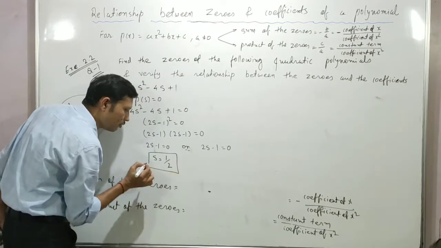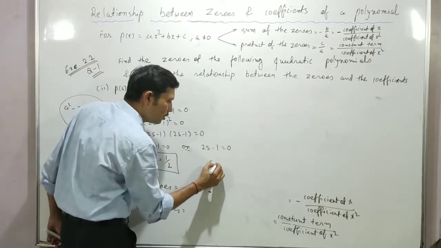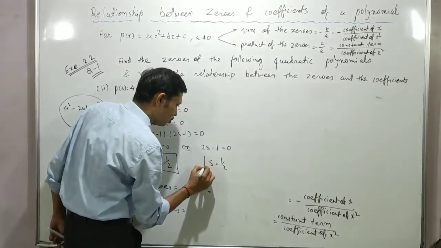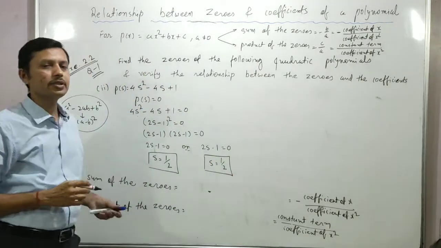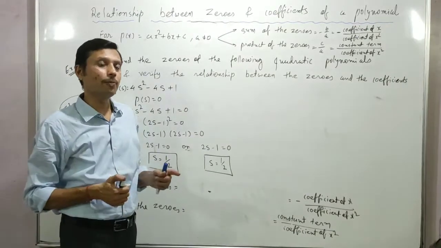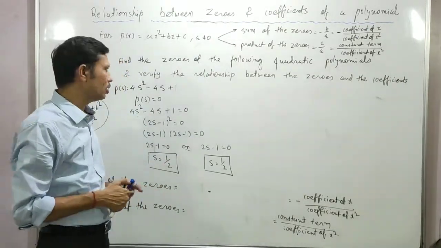So s answer will be 1 by 2. Here s will be again 1 by 2. So here both zeros are same. See, in the graph of the polynomial we discussed about this part.